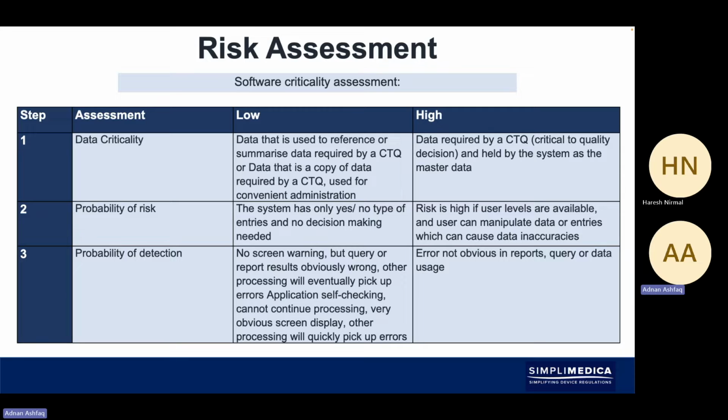Then we look at the probability of the risk. We look again at whether it's low or high. If the system has only yes or no types of entries and no decision making needed. So you could be, let's just say, have some kind of spreadsheet, and you have some algorithms or software in the spreadsheet, but you only have like a checkbox which you're answering some questions, and the answer is going to be yes or no, and that's quite simple. The risk for there would be quite low.